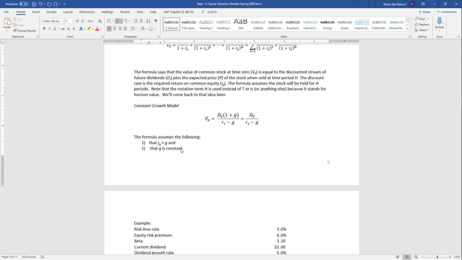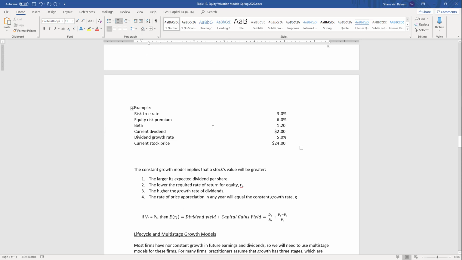Okay, so I've got an example down here that I'm going to work through. The risk-free rate is 3%. The equity risk premium, and that is the required rate of return over the risk-free rate, is 6%. Beta is 1.2. The current dividend, that's D sub 0, is $2. The dividend growth rate is 5%. And the current stock price is $24.